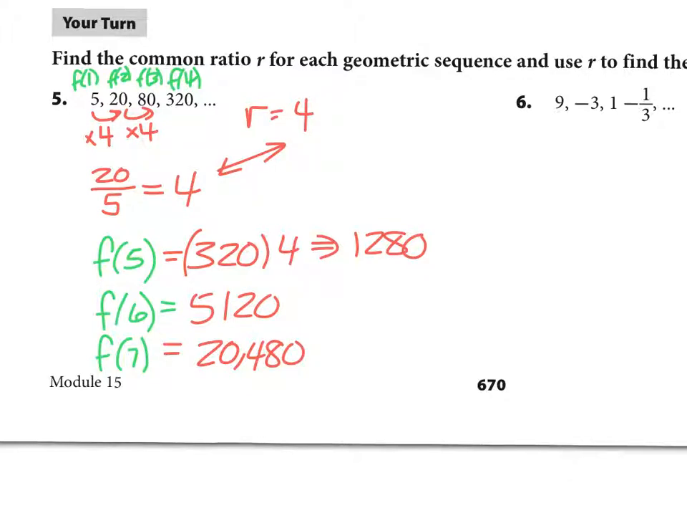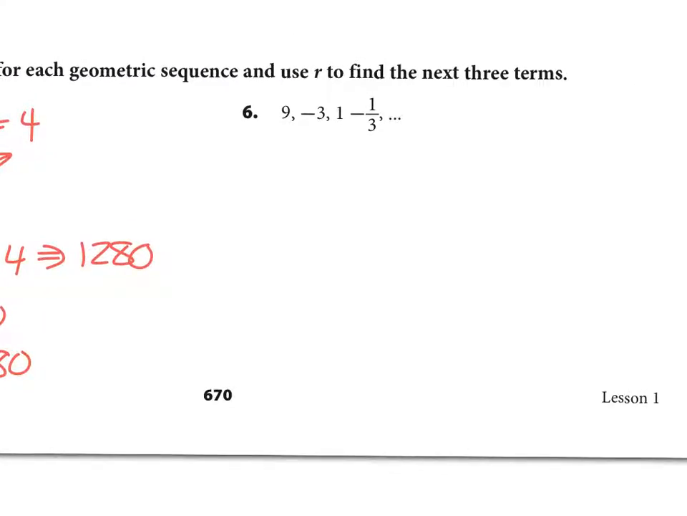So let's look at problem number 6. Here it's a little bit harder to see. You look and say, okay, it's getting smaller, so you're dividing, but they don't treat it as division. They're always treating it as multiplication. So if you have trouble here, again, take the second term, divide it by the first term, and then simplify. So that's negative 1/3. That's our r.